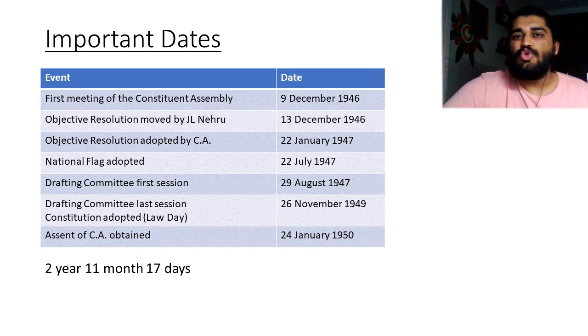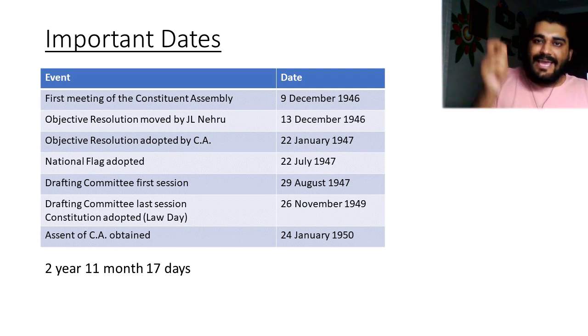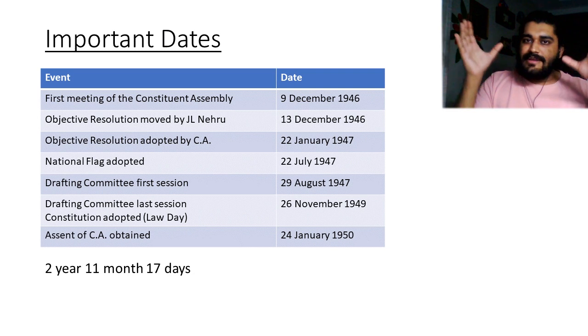Now, it is to be noted that of the 299 members of the Constituent Assembly, only 284 of them signed. There were several of them who had shifted to different parts of the country. There were several who had deceased during the time of the functioning of the Constituent Assembly. So there were 15 members whose assents were not obtained on the Constitution, but 284 members of the Constituent Assembly signed the Constitution on the 24th of January 1950. Now, those are all the dates that are important.